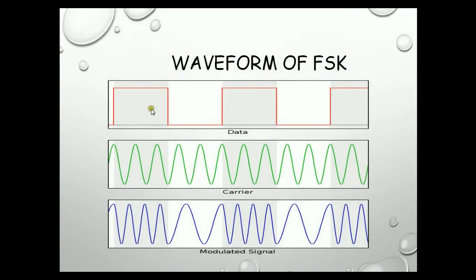The diagram shows the waveform of the FSK signal. This is the carrier signal that we are considering. Whenever we are transmitting binary 1, the frequency we transmit will be greater than the carrier frequency, whereas for binary 0, the frequency transmitted will be less than the carrier frequency. Next we'll see how to plot the constellation diagram for the FSK signal.